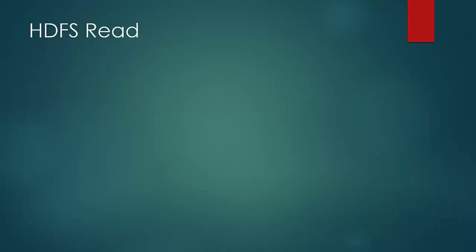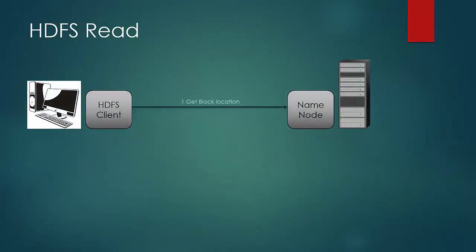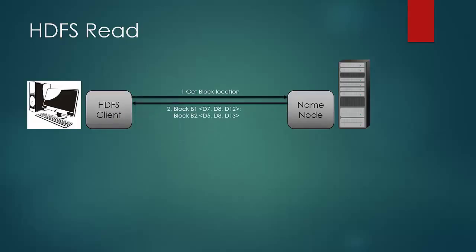Now let us look at the anatomy of read. First, the HDFS client sends a read request to the name node. In response, the name node returns the data nodes containing the first few blocks. The name node returns the list starting from the closest node containing that block to the furthest. So the client would connect to the first node and read the blocks one by one.